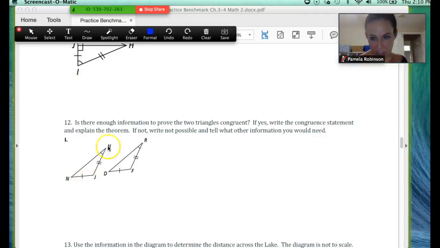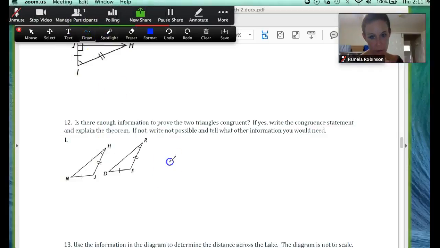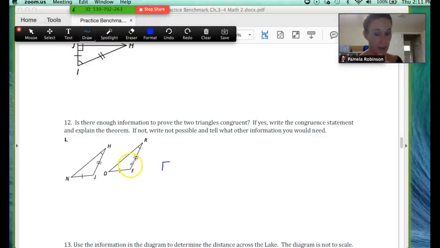Anytime you hear that, angle, side, side, it spells a bad word, red flags. The only way you can use angle, side, side is if you have a right angle, and we do not have a right angle. A right angle would be marked with the square, and it's not. So we cannot use what we have here. I'm going to go no.